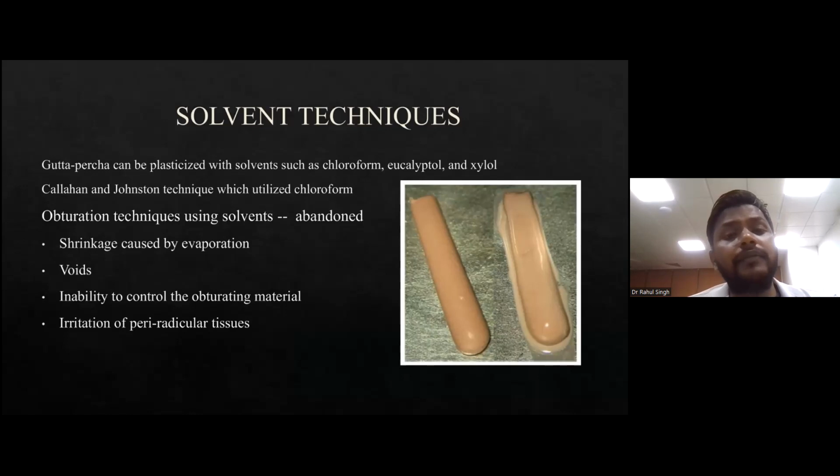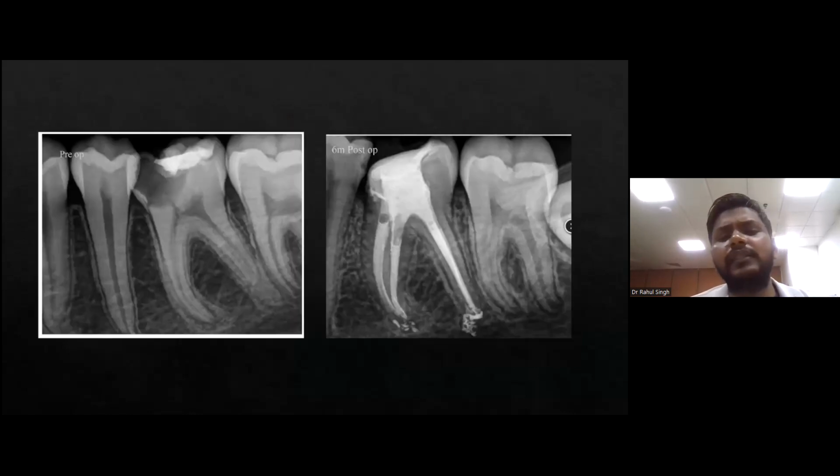And also, if a solvent such as chloroform gets extruded into the periradicular tissues, it will hamper the healing, and can rather cause pain in the patient. So these solvent techniques to soften the gutta percha should not be used. These are some of the cases.